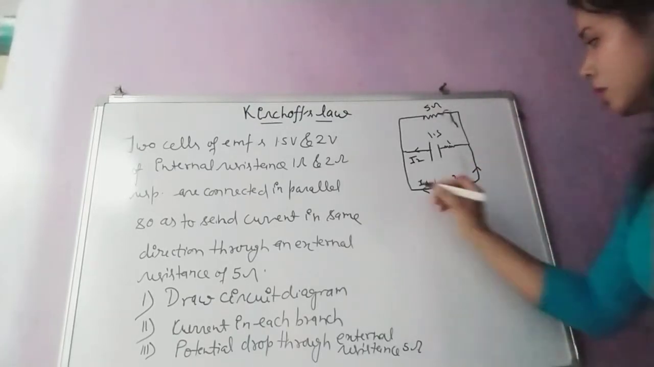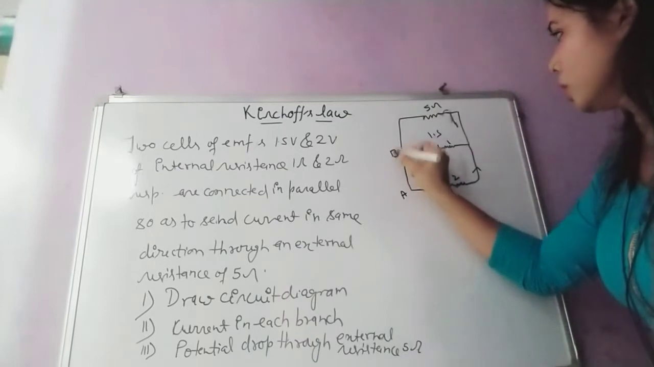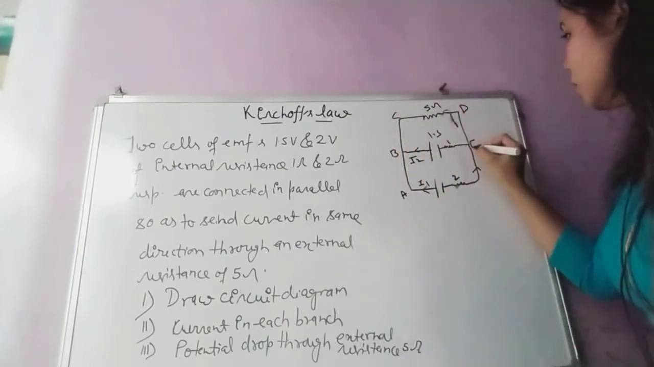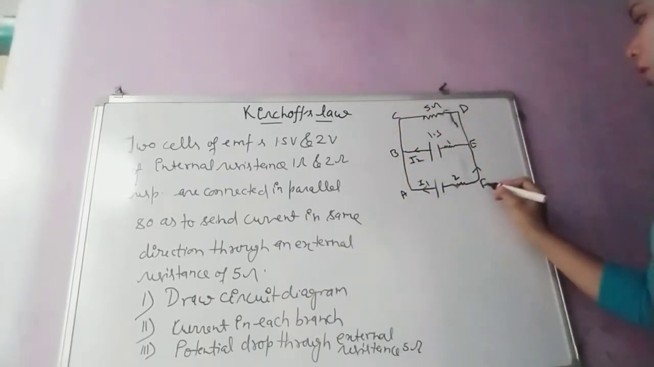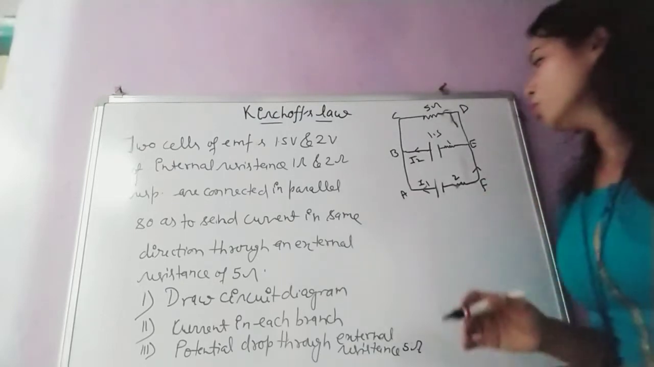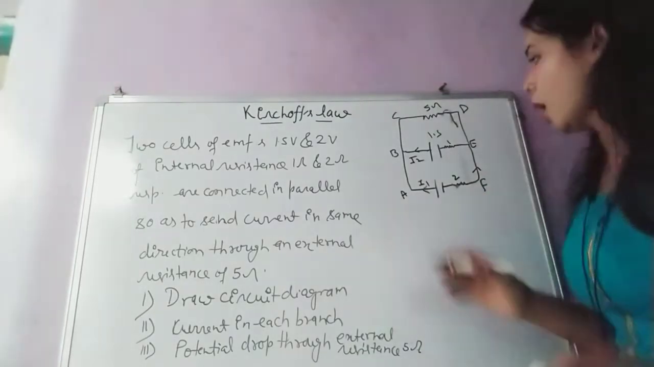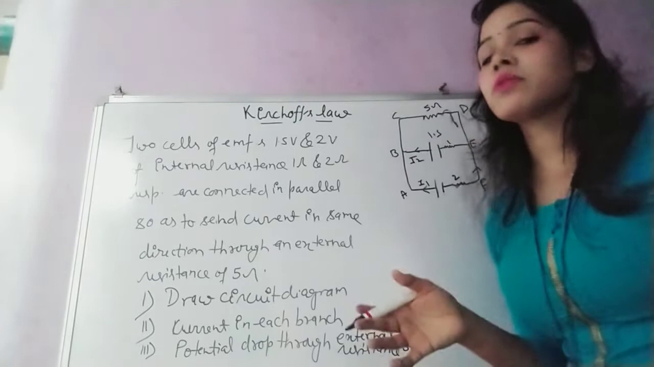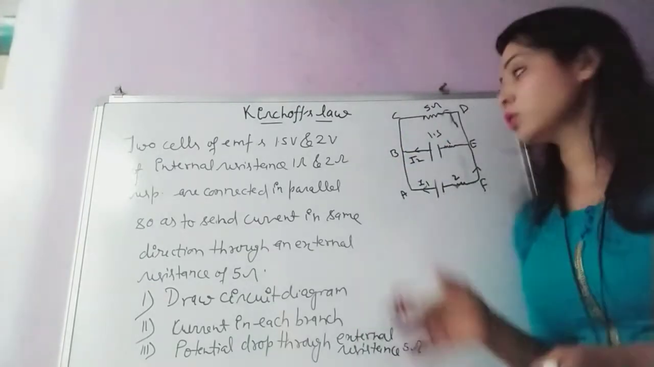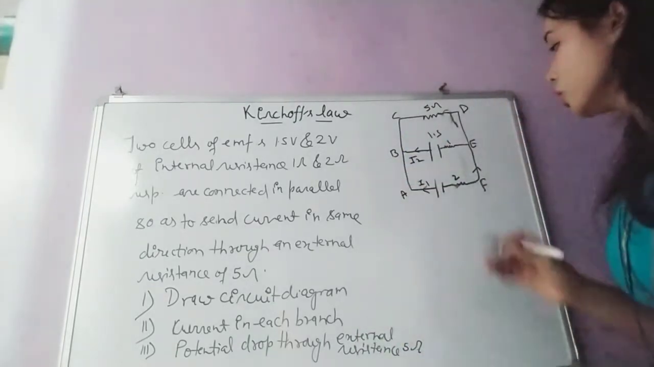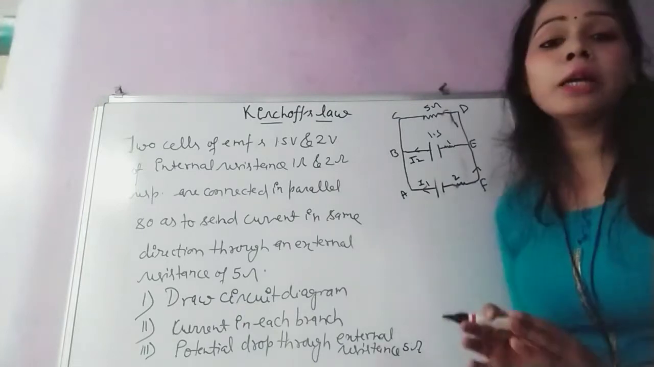Now after this I'll mention the names A, B, C, D, E and F. Now let's move to the laws. How will we apply Kirchhoff's law on this circuit to find out the current and the potential also? So now first of all we will apply the first law.